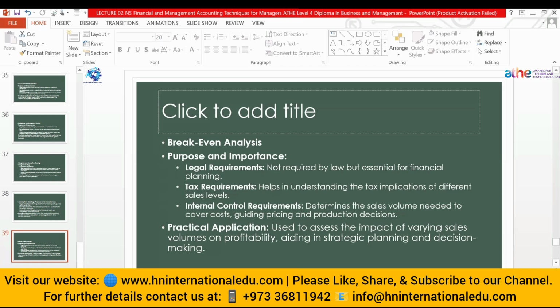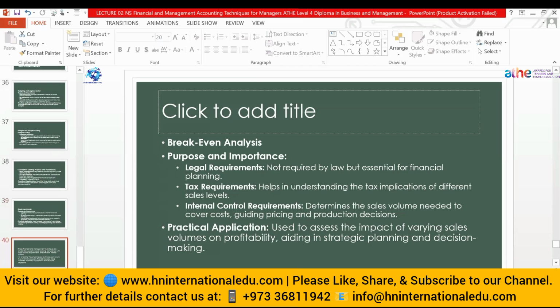Used to assess the impact of varying sales volumes on profitability, aiding in strategic planning and decision making. This is where the break-even analysis is used, specifically in the planning when we're doing it in businesses, plus to take the optimal decisions too.